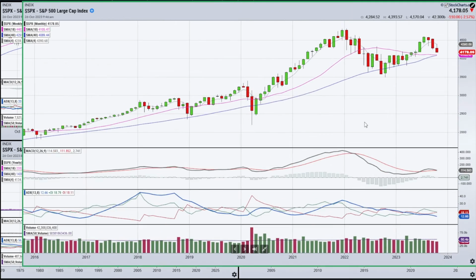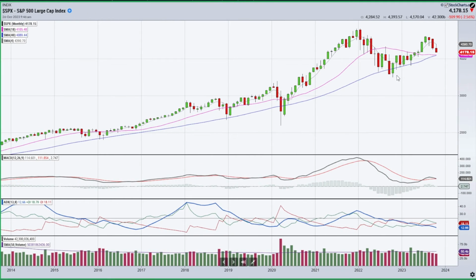And now we get into the crux of the matter. Now we're on the smaller time frame, monthly. All right. So if we look at the way this has played out, again, we crossed the 18-month, as I've been saying for about a month or two. We crossed this while it was declining. It makes sense that we come back and check back.